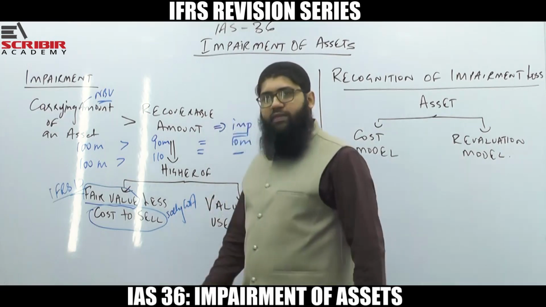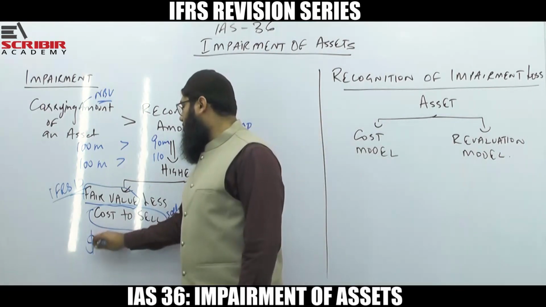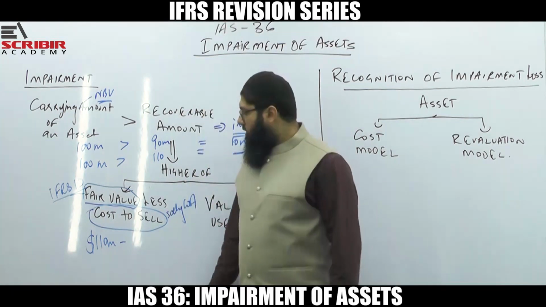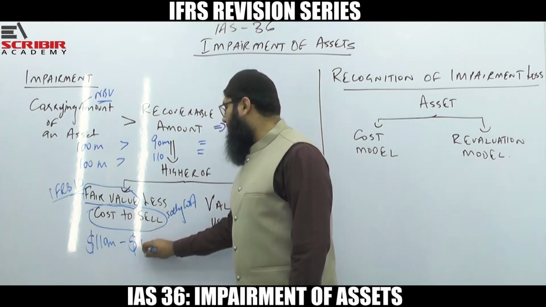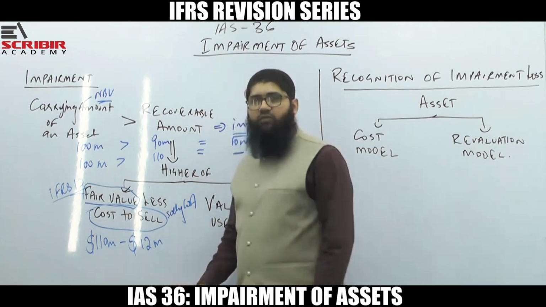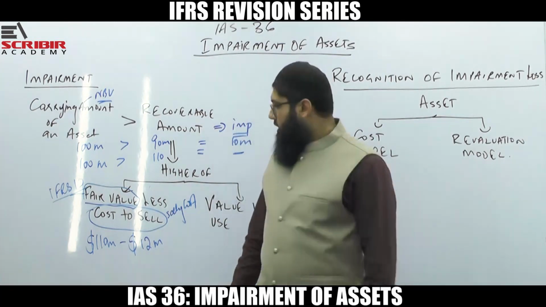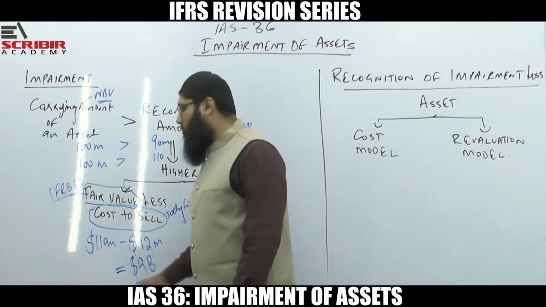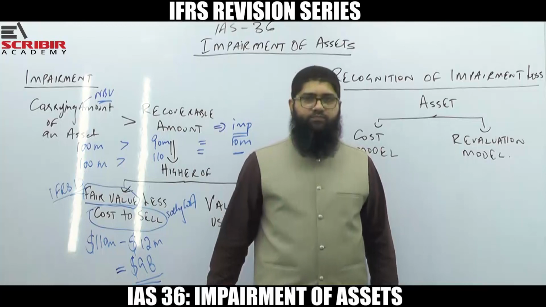So assume that there is an asset whose market value is 110 million, and if you are going to undertake this sale, there is going to be a 12 million cost that would be incurred to sell this. So the fair value less cost to sell is going to be 98 million.